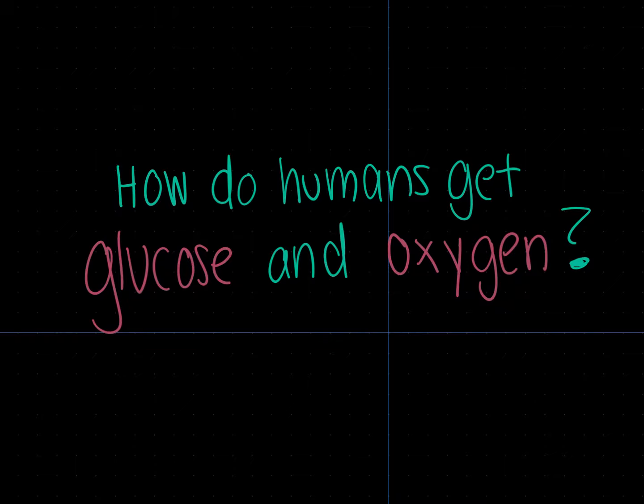Today we're going to be talking about a couple different things, but we're going to start out by talking about this question. How do humans get glucose and oxygen? But first, let's remind ourselves, why is it important for humans to get glucose and oxygen? Why are those two things important for humans?